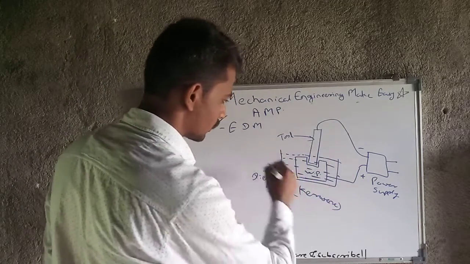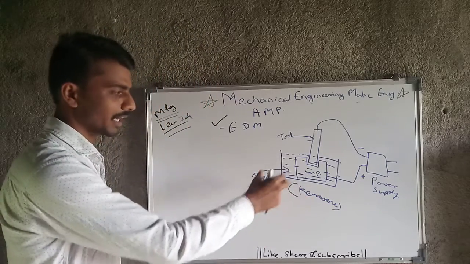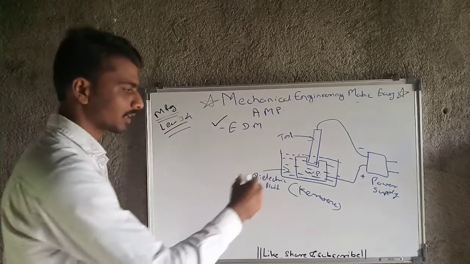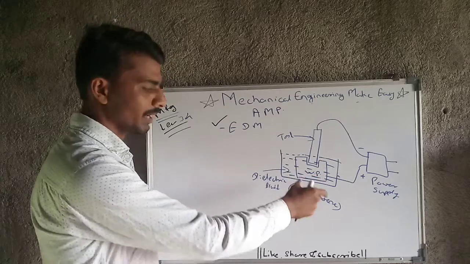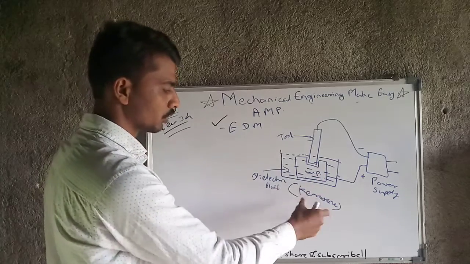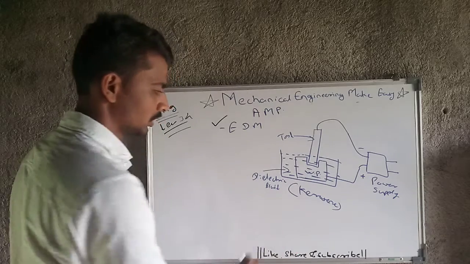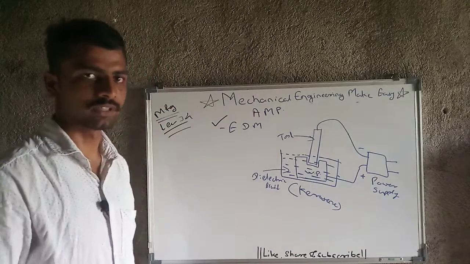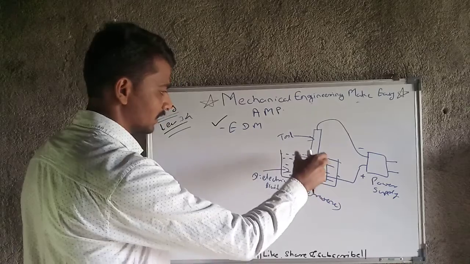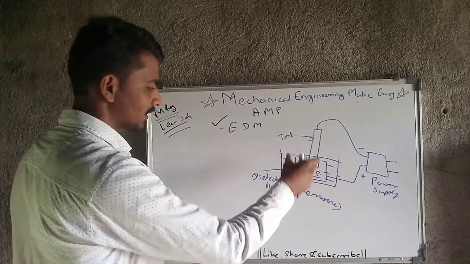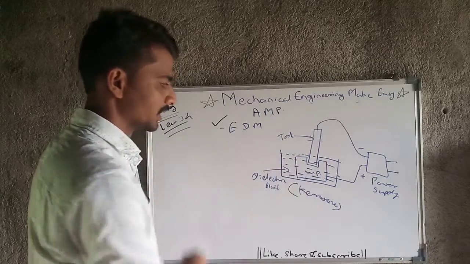Then this is one bath, and in that bath the dielectric fluid is filled, and that dielectric fluid generally will be kerosene. Generally means 90% that fluid will be kerosene, 10% may be chances that there will be another fluid. And in that bath and in that dielectric fluid the workpiece will be placed.